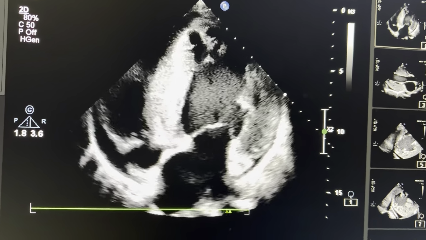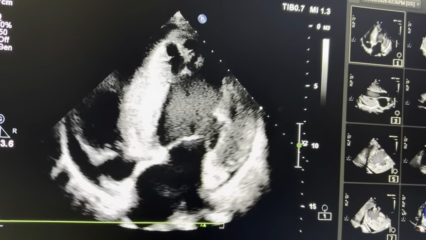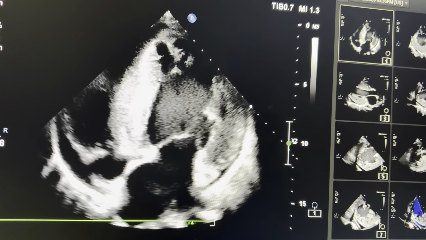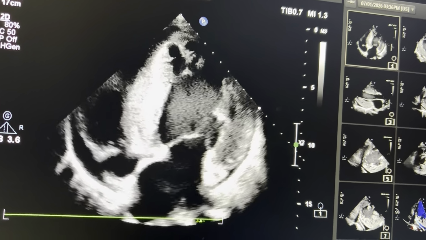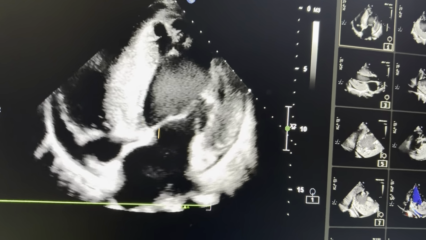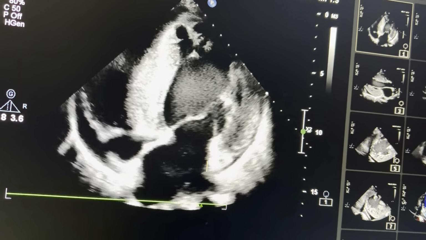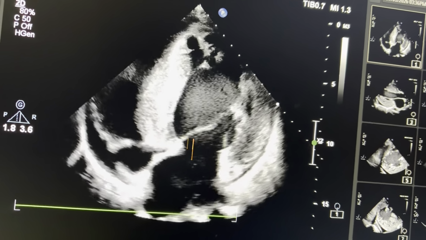This is a very interesting, isolated case of left ventricle non-compaction. Non-compaction cardiomyopathy, this is the scenario. This is the apical four chamber view: left atrium, left ventricle, right atrium, right ventricle. Minimal pericardial effusion also. In this image, this is the apical four chamber view.